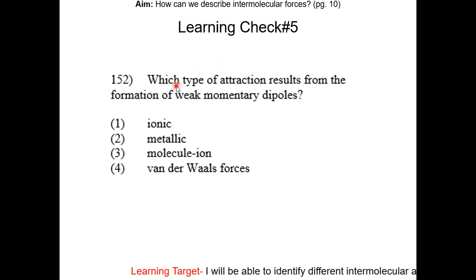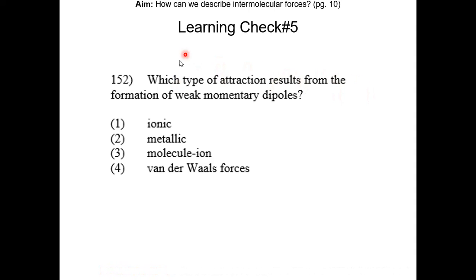Learning check number 5. Which type of attraction results from the formation of weak momentary dipoles? Pause the video and resume once you complete it. So we're looking for a weak intermolecular force, and momentary means temporary, so the answer is van der Waals forces. Remember, on the Regents, van der Waals forces refers to London dispersion forces.